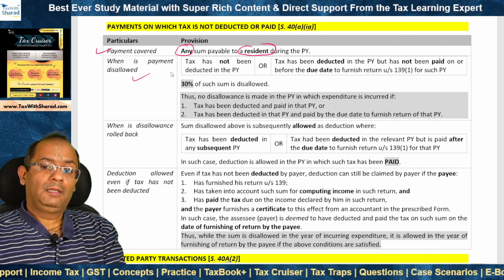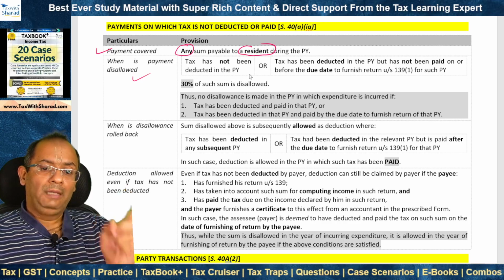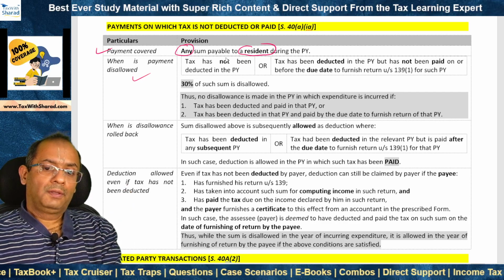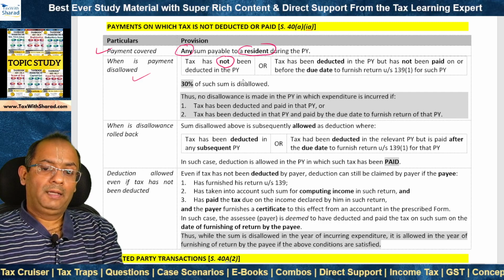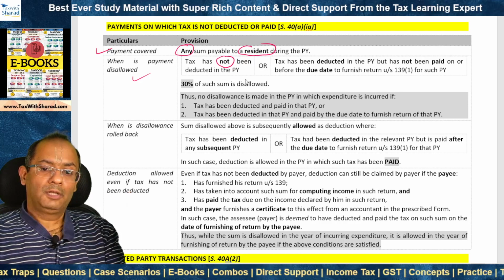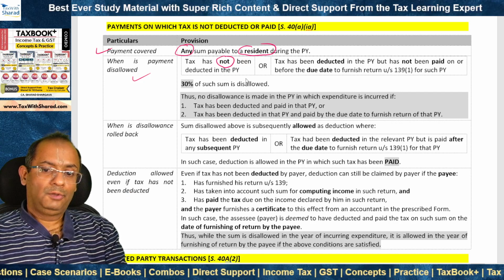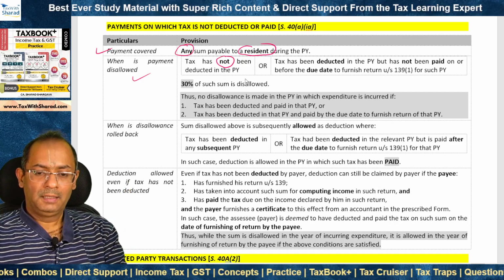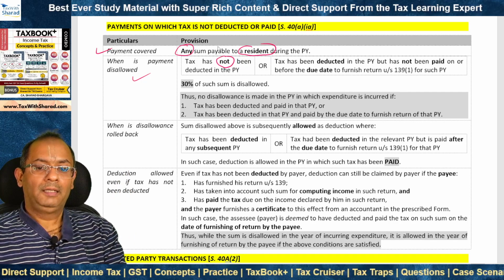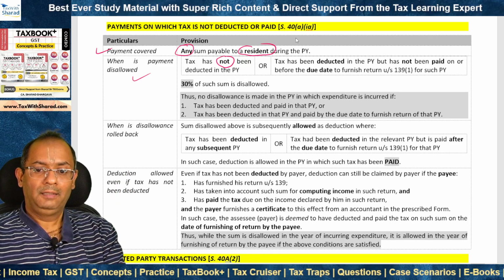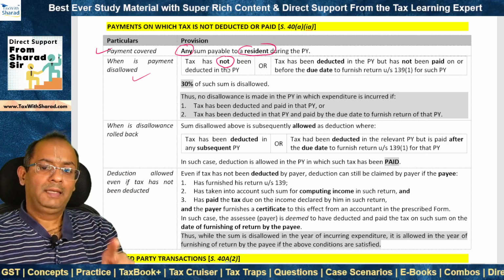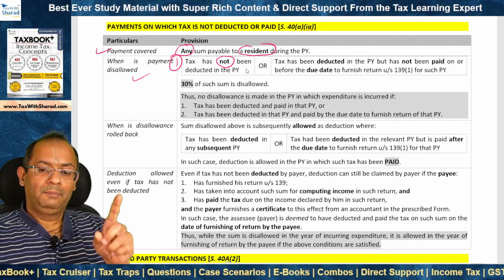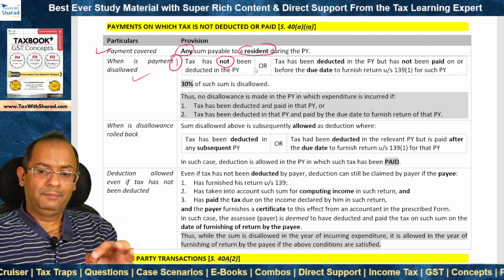When is the payment disallowed under 40(a)(ia)? The payment is disallowed in either of these 2 situations. Where tax has not been deducted in the previous year. So TDS was required to be deducted. Okay, so this provision doesn't apply where TDS is not required to be deducted in the first place. Where TDS is required to be deducted and where the sum is payable to a resident, then this provision applies. In such case, situation 1, where tax has not been deducted in the previous year, disallowance is made.